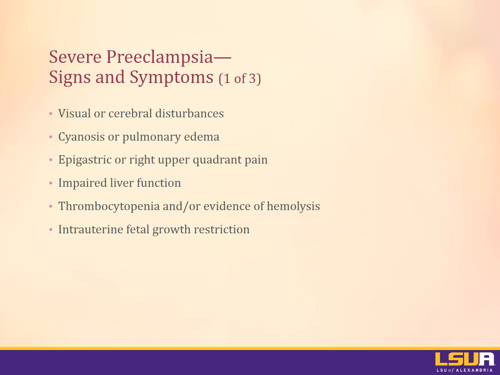So, signs and symptoms: she'll have visual or cerebral disturbances. She may have cyanosis or pulmonary edema, epigastric or right upper quadrant pain. Liver function will be impaired, so we're going to be looking at liver enzymes, albumin, aldosterone, AST, alkaline phosphatase, thrombocytopenia or evidence of hemolysis, and the baby, there may be intrauterine fetal growth restriction.